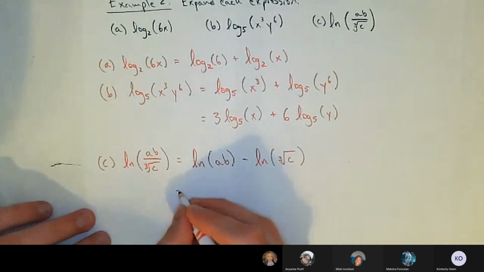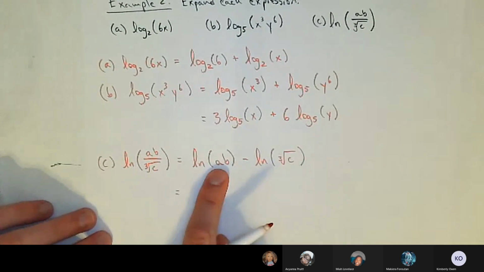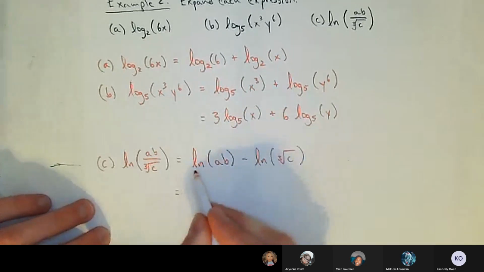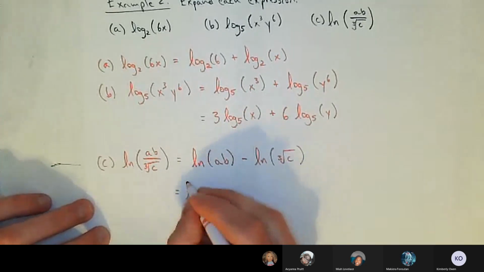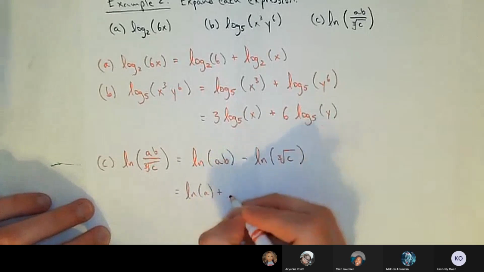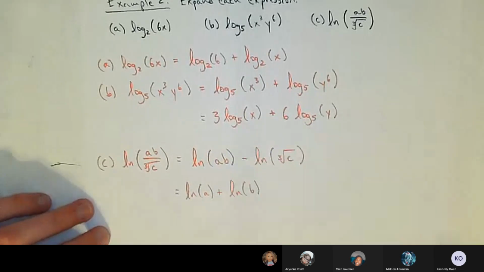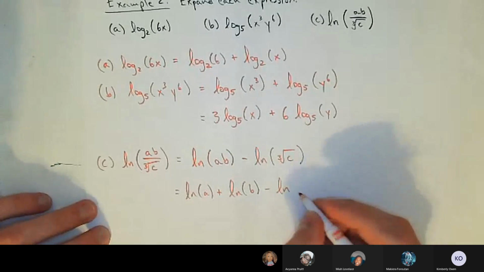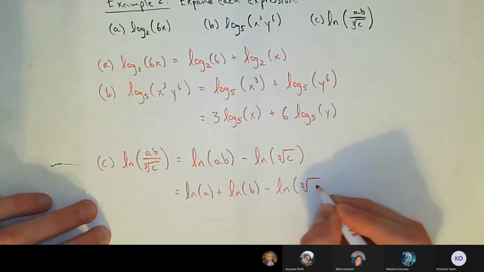Okay, now I'm going to say, oh, look, now I have a product. I can split this into a sum. So this first term here is going to turn into ln of A plus ln of B. Okay, so that's this term. And then minus ln of cube root of C.